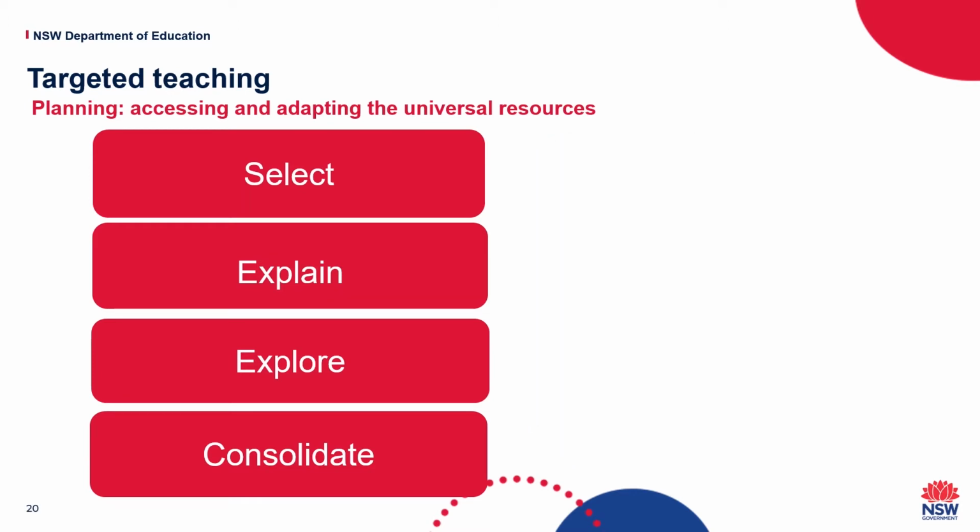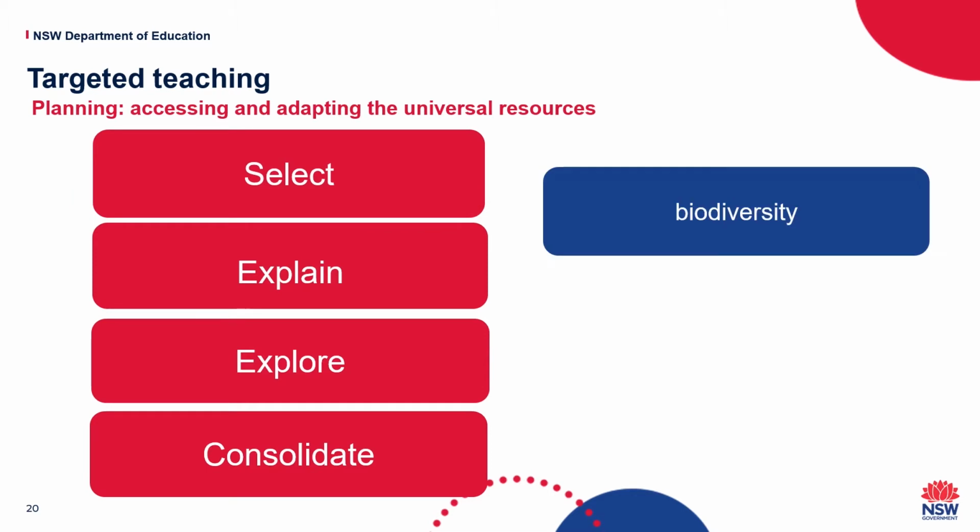Jacob selects the Tier 3 word biodiversity as it will be crucial to student understanding of this topic. Jacob follows the SEEC model, explaining the word biodiversity to his class. He says the word, writes the word, and draws attention to the spelling. He provides a student-friendly definition.